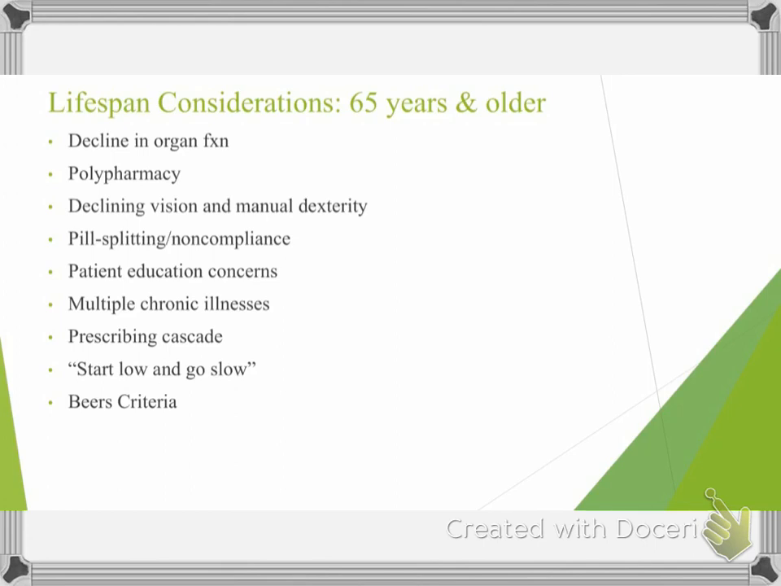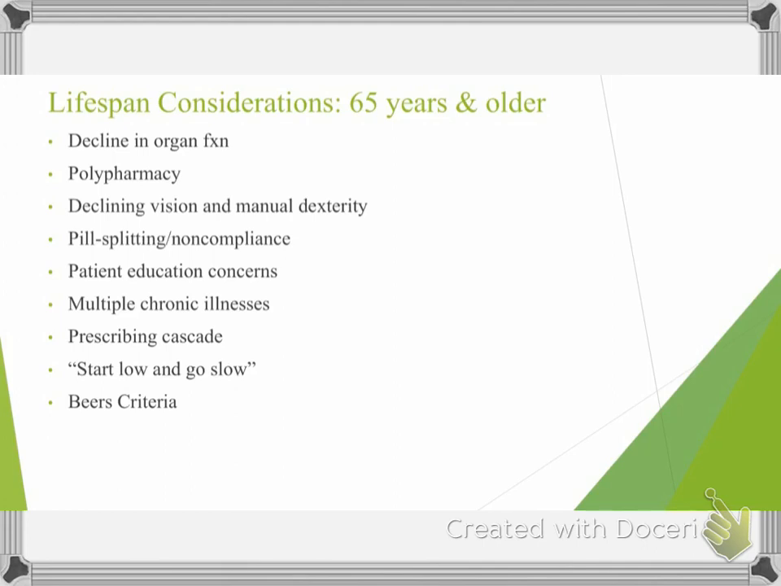You have prescribing cascade, which is when they prescribe more meds to combat the adverse effects of the medications that were used to treat the illness. So they give a medication to treat the illness, and that causes GI upset. So then they put them on a GI medication. Well, then that medication causes constipation. So then they have to be on another medication to combat that constipation, and so on and so forth.